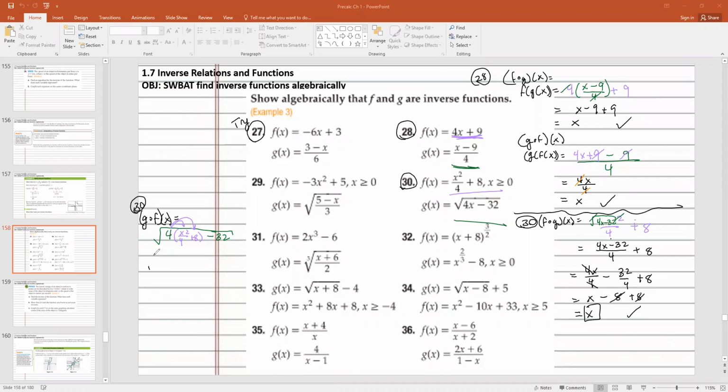All right, so when you do, you end up with 4x squared over 4 plus 32 minus 32. The 4's cancel out, the 32's cancel out. We're left with the square root of x squared, which is just x. And it needs to be greater than or equal to 0 because of this radical here.